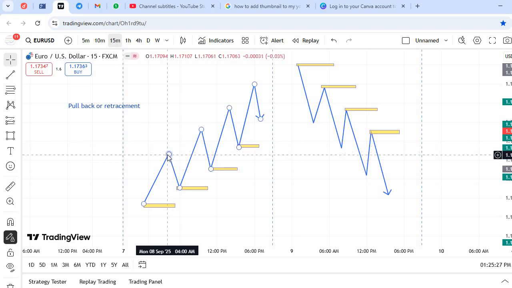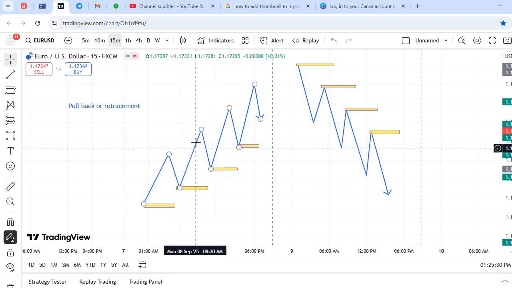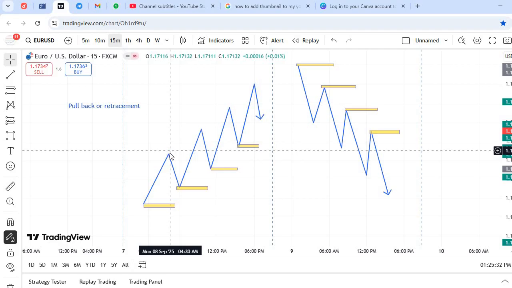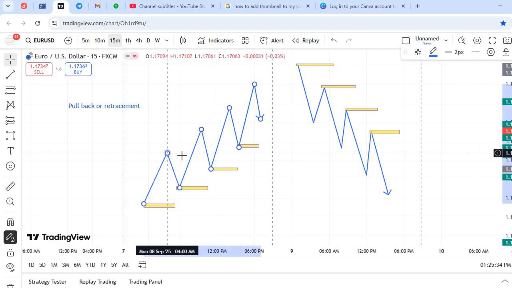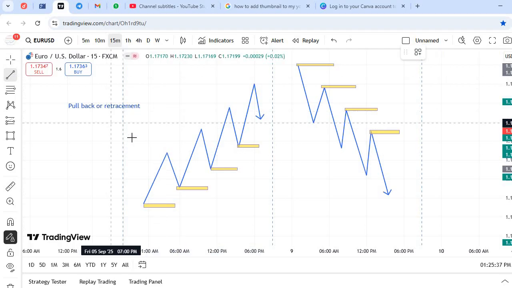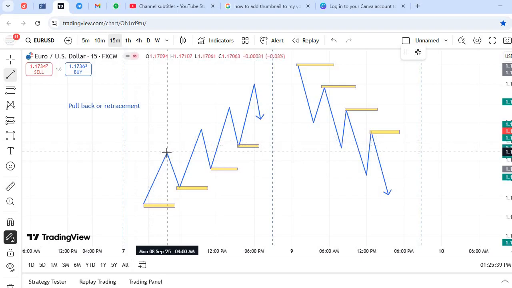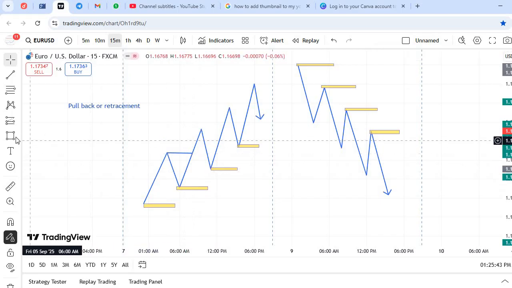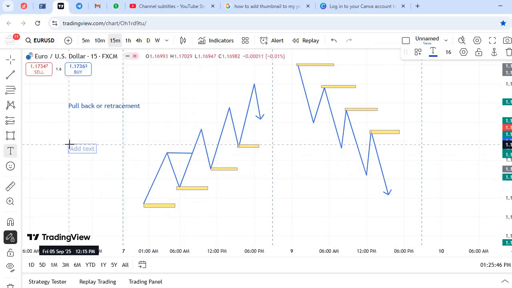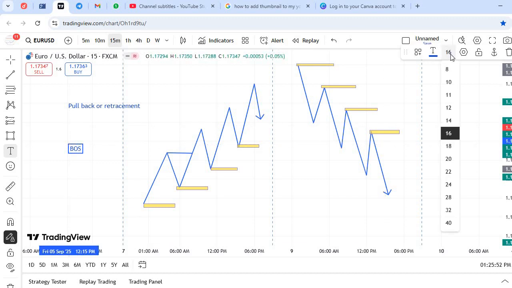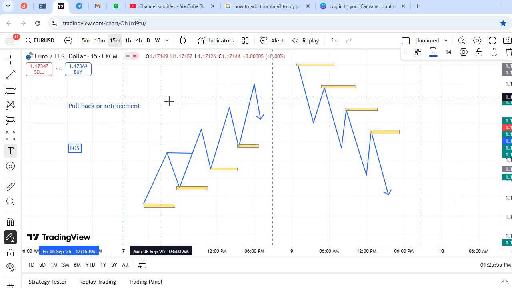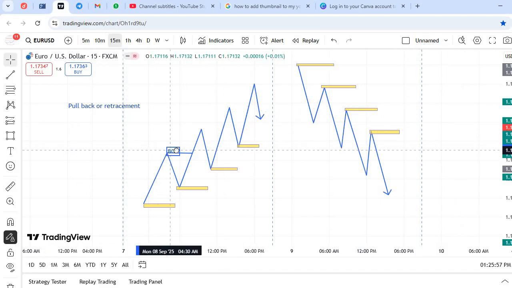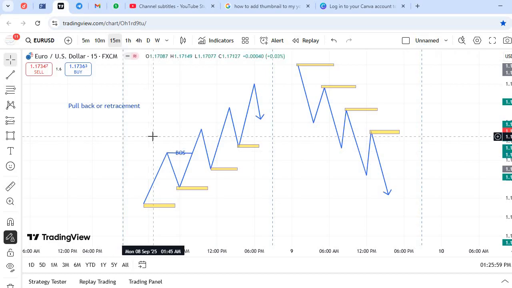Then this was the last high. Then we had another impulse move that broke this high. So since this high has been broken, we have a break of structure here. Please let's pay rapt attention. We're having a break of structure. So we have a break of structure here. Can you see?